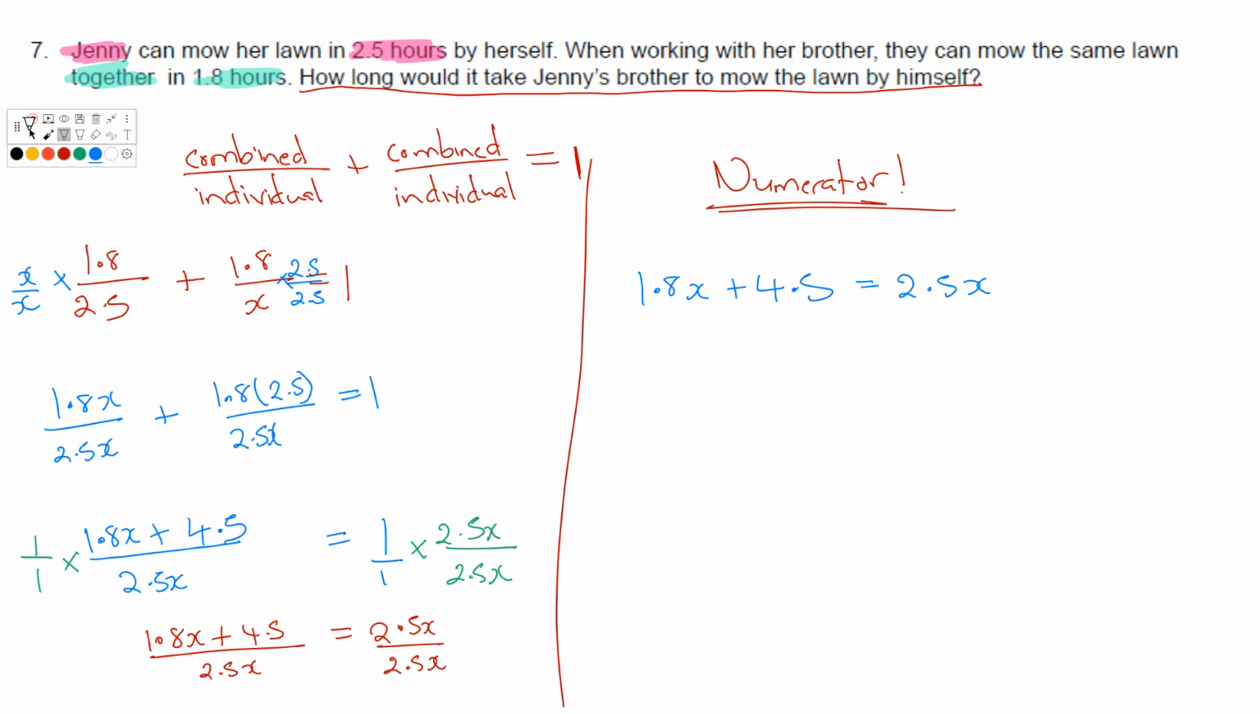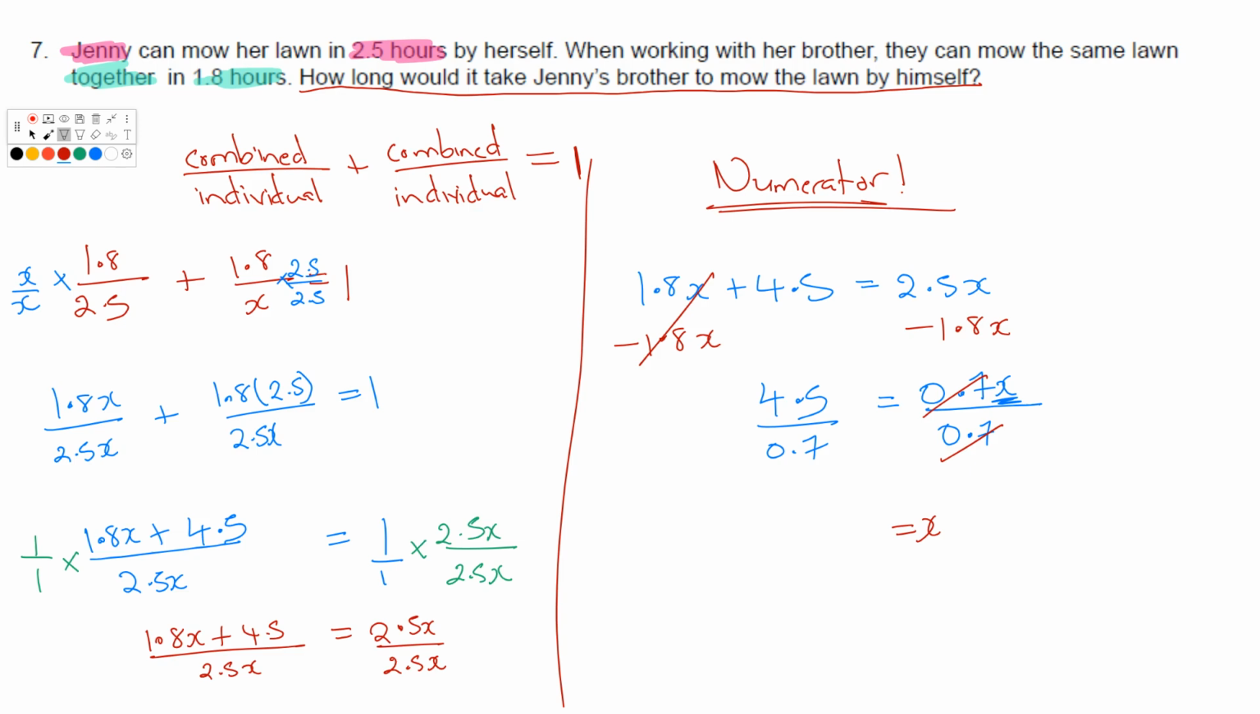Since I have a 2.5x over here, I'm going to go ahead and subtract 1.8x from both sides. And so when you do that, those will eliminate, leaving just the 4.5 on this side of the equation equal to, and the 2.5x minus 1.8x is going to leave 0.7x. And now remember, our aim is to get x by itself, so we're going to divide both sides by 0.7. And by so doing, these two will cancel off, leaving just x.